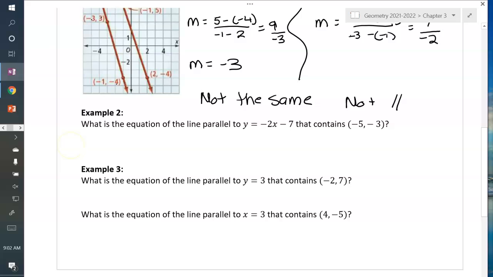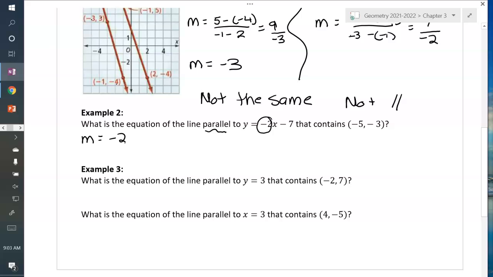All right, now we're going to write equations of lines. I want the equation of the line that is parallel to y equals -2x minus 7 and contains the point -5, -3. So parallel, that means the slopes have to be the same. Right here is the slope of our line. So m is going to be -2.